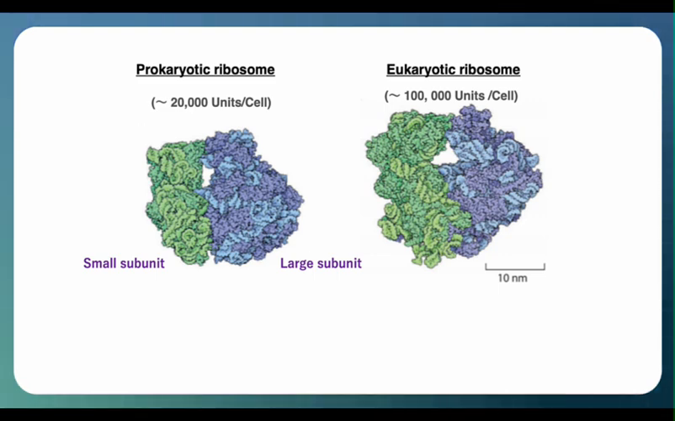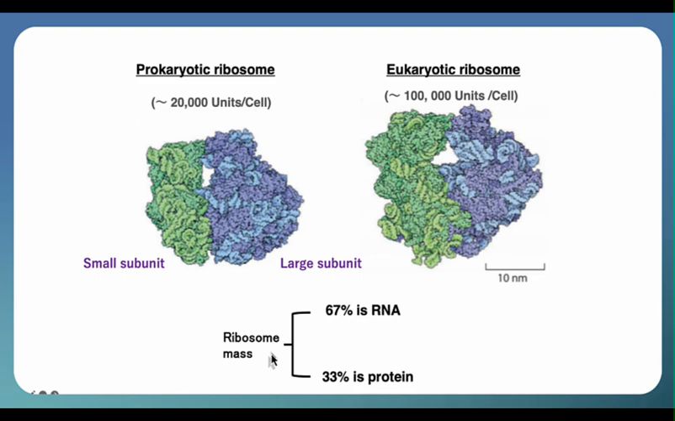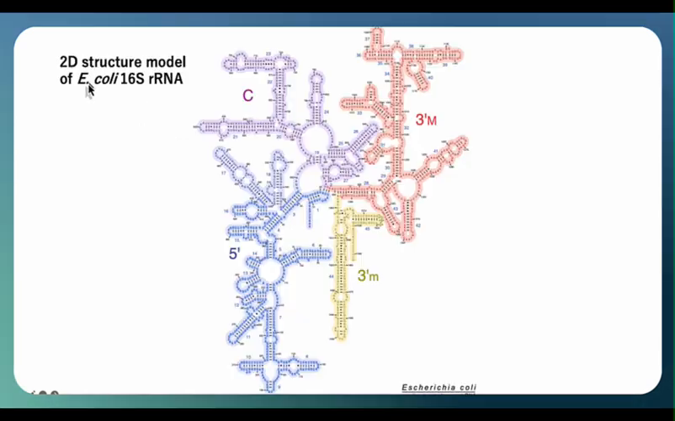While ribosomes are composed of proteins and RNA, in terms of mass, 67% is RNA and 33% is protein. This figure shows a two-dimensional model of 16S ribosomal RNA in E. coli. In reality, ribosomal RNA has a very complex three-dimensional structure. In the two-dimensional structure, these parts, which are represented as hairpins, form hydrogen bonds with other hairpins to form a complex folded three-dimensional structure.